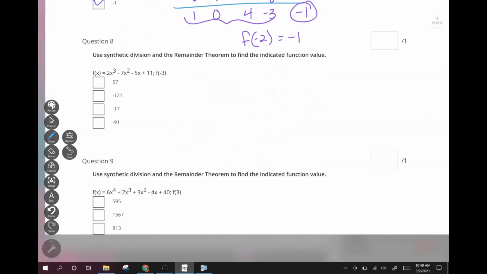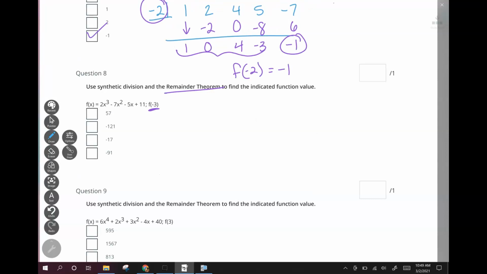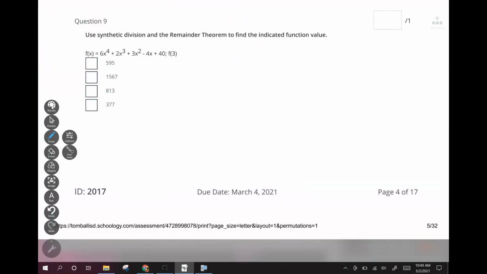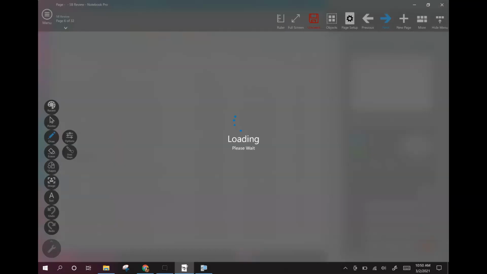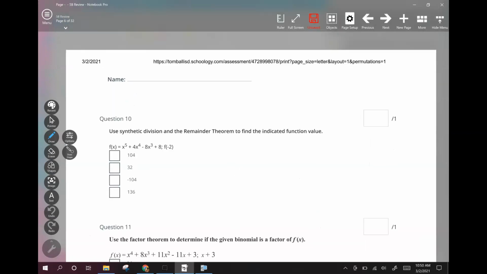All right. So moral of the story, if you're using a remainder theorem to find the value of a function, you're looking at the remainder after you've done synthetic division. Okay, and that's all of those. Let's see the next page.